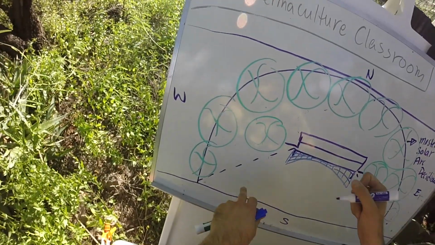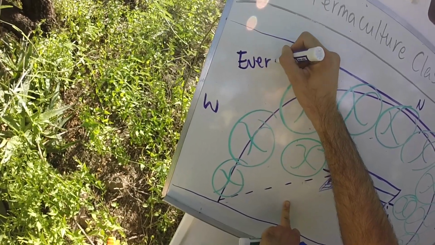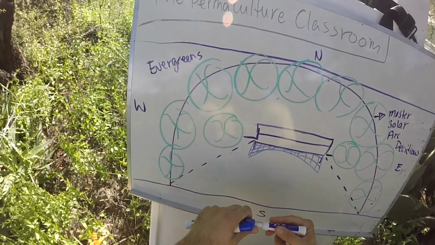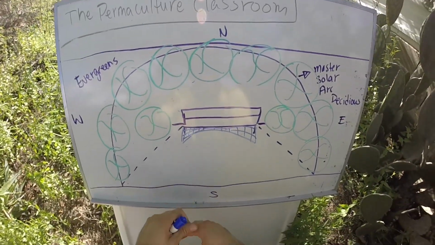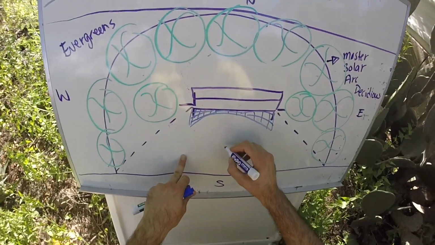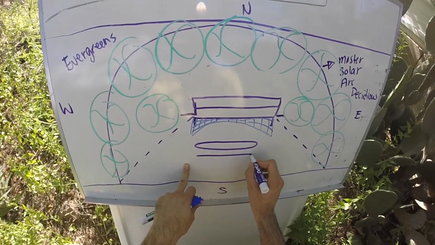So on the west side, this is a good spot to put evergreens because we always want to block the harsh west summer sun, and it's not really going to matter in the winter. If you have a citrus, I would put it on the southwest tip of this solar arc. They have a tendency to freeze.